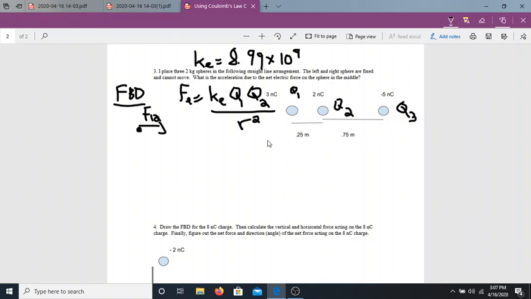Just to make sure that we aren't getting confused, this is Q1, object 2, object 3. Now, the other object that is applying a force to the sphere in the middle is the one all the way to the right. And this time, they are oppositely charged. This is negative, this is positive. So they are attracting each other. So the sphere to the right is actually pulling the 2 nanocoulomb sphere to the right. So this second force acting on it is also going to the right, and I'm just going to call it F23.